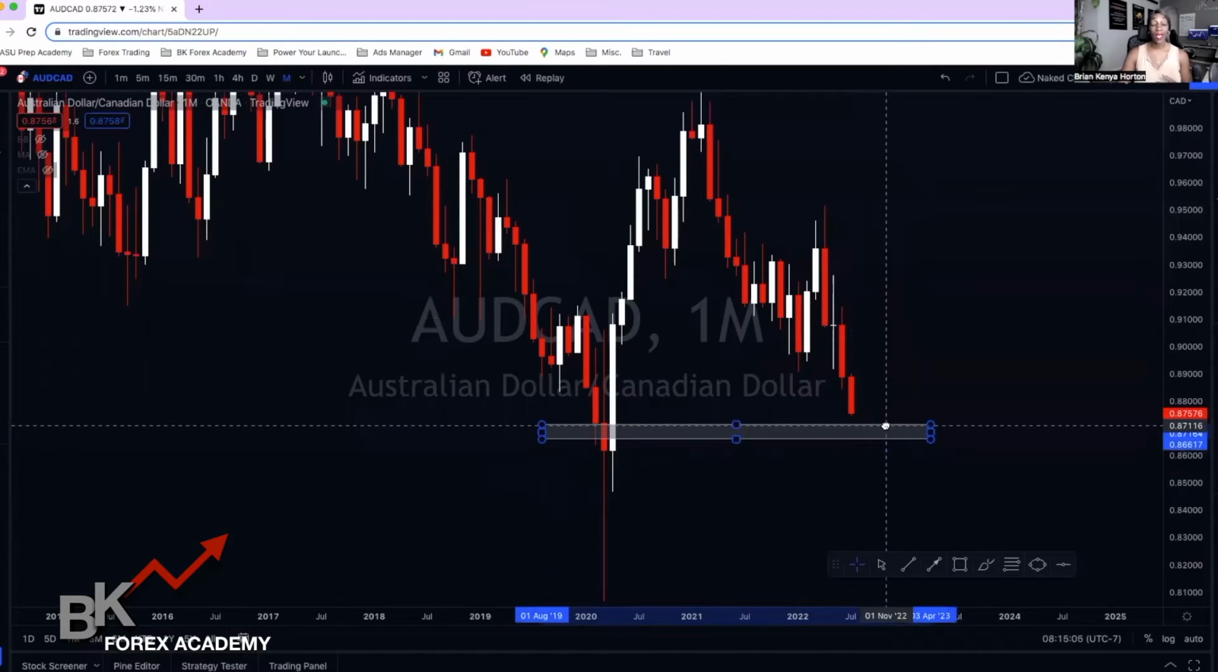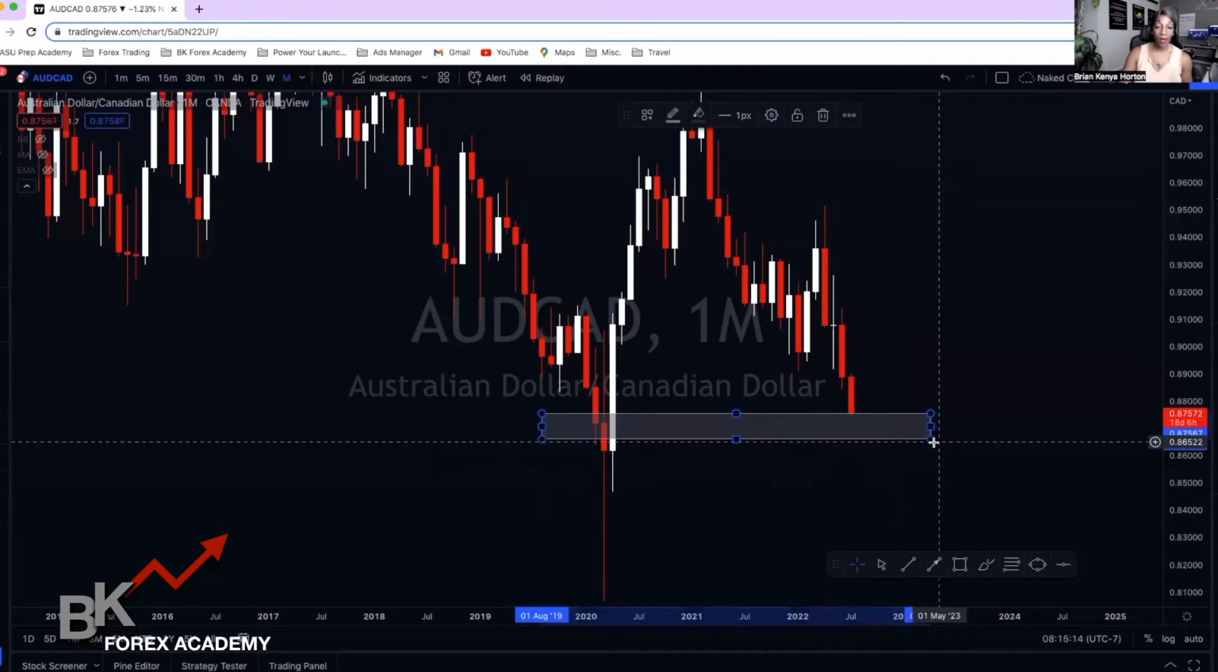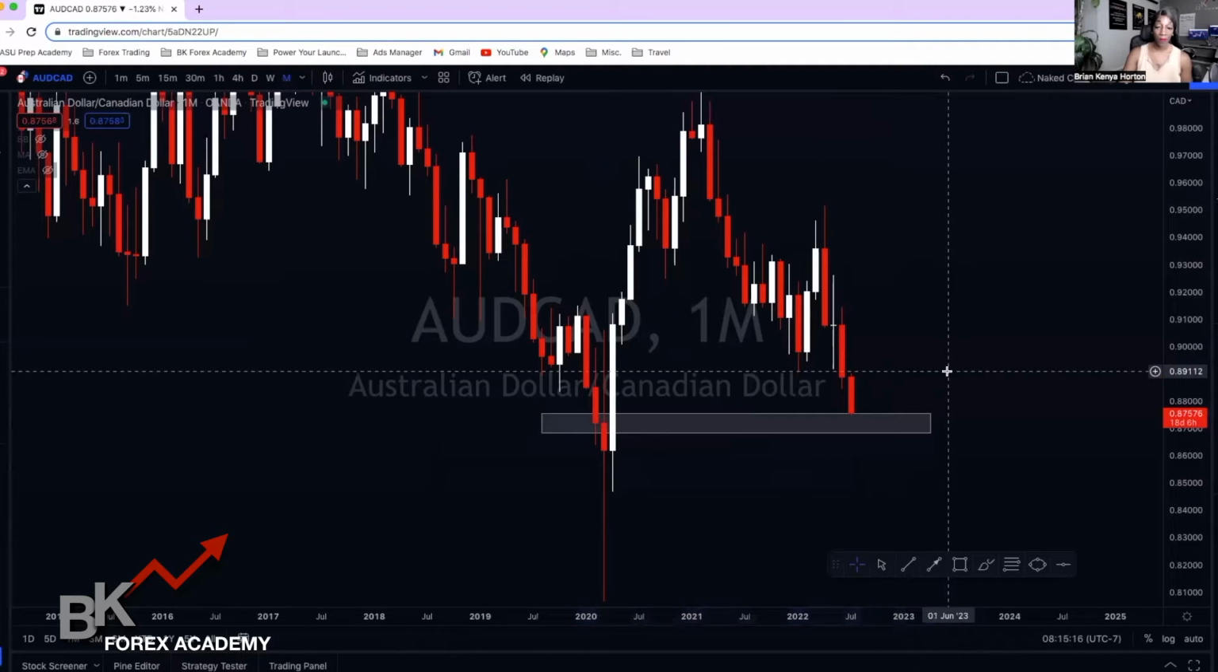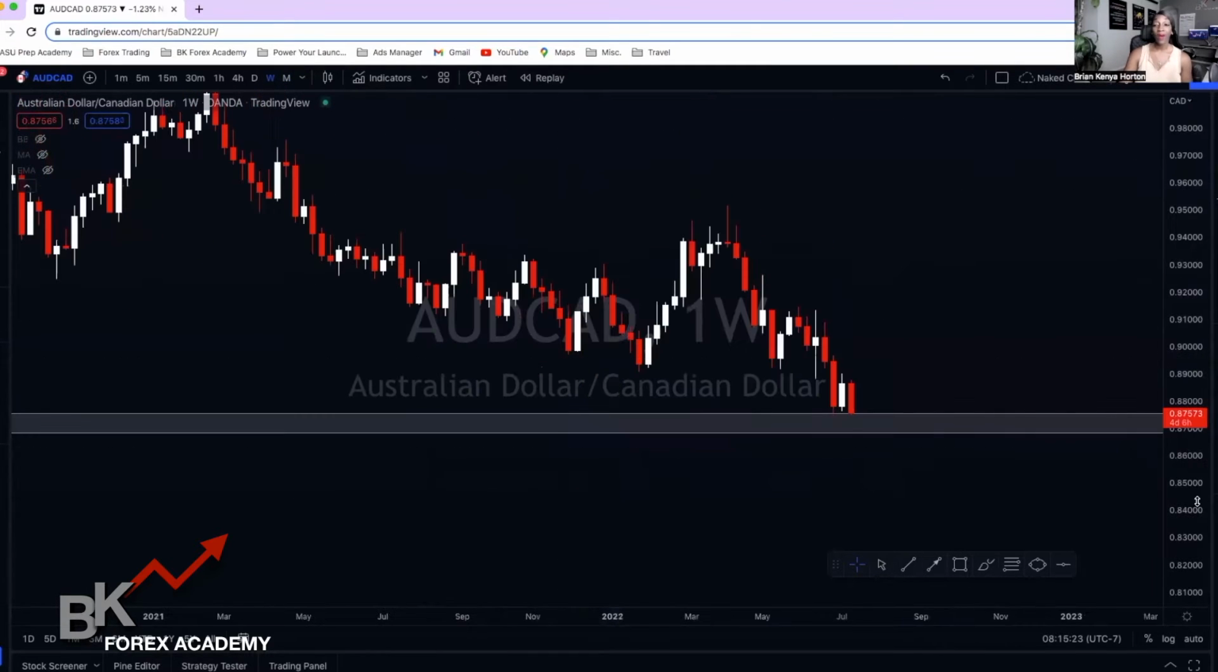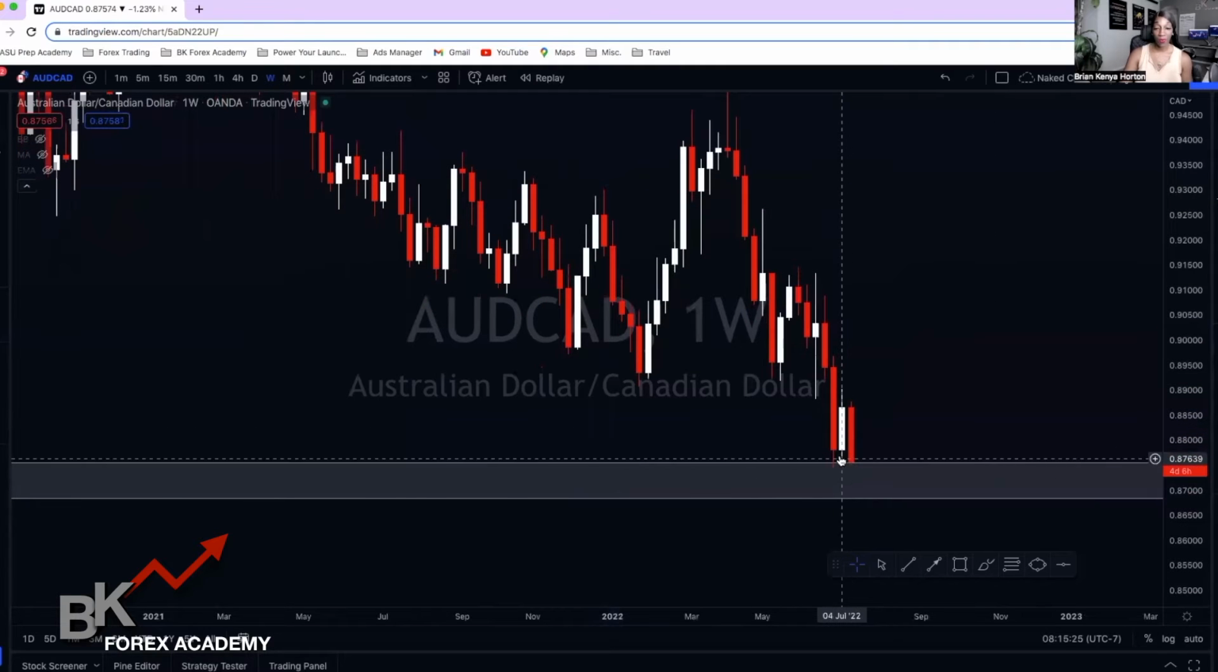Now, preferably, I like to find an area that has a very strong zone of support and previous resistance. So if we look at this, I would say anywhere around this area here, price could come and potentially bounce, right? It's already approaching that area now. If we go down to the weekly time frame, now we can see that price is retesting this previous support.